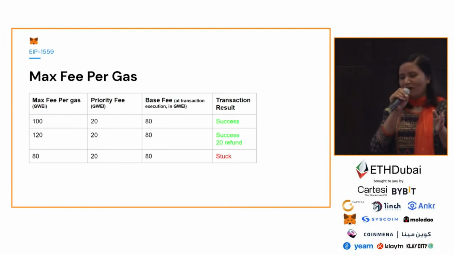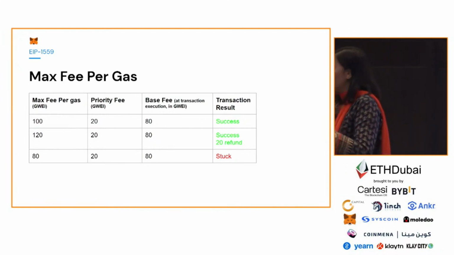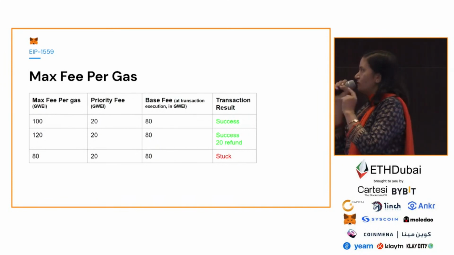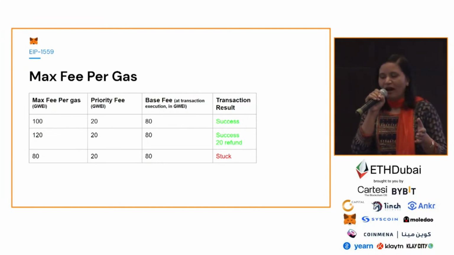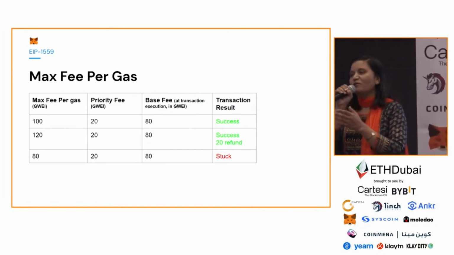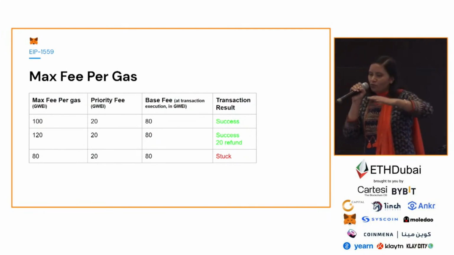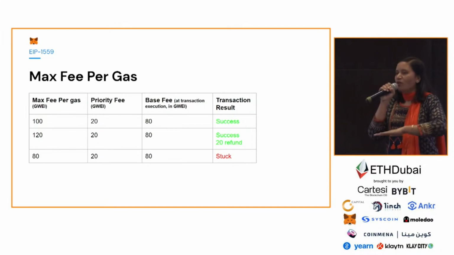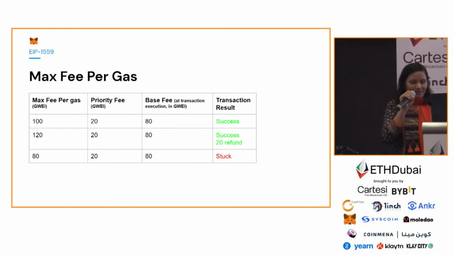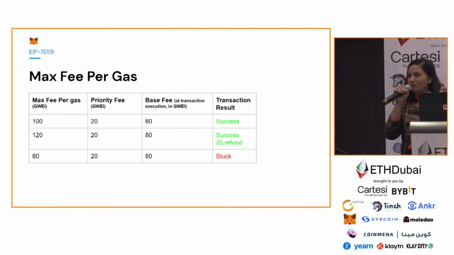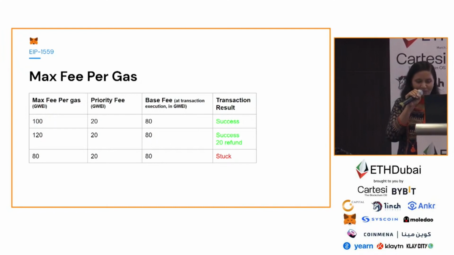Now, suppose I specify max fee per gas as 80. Priority fee is 20. Base fee at the time of transaction execution is 80. In all, I need 100 GWEI of gas, but I specified only 80, so my transaction will be stuck. It will be waiting for the gas fee on the network to come down to 60, and only then can the transaction be executed. So I hope this max fee per gas is clear. Yeah, it's confusing.